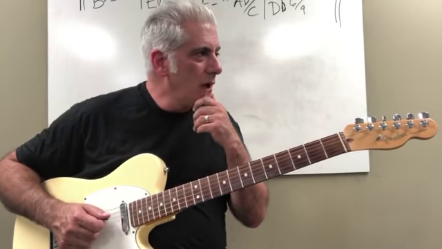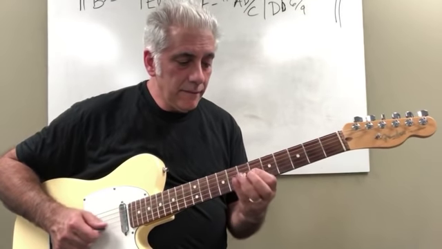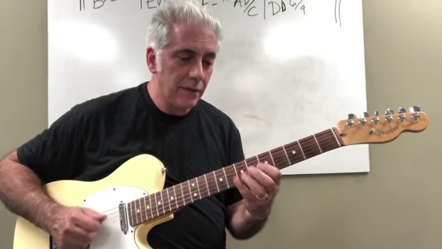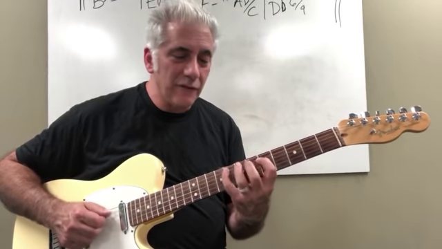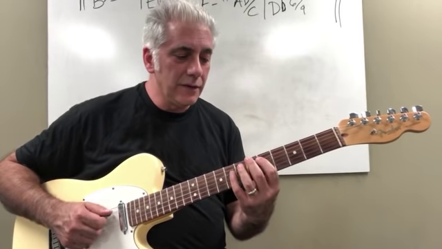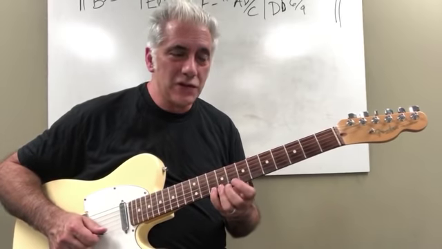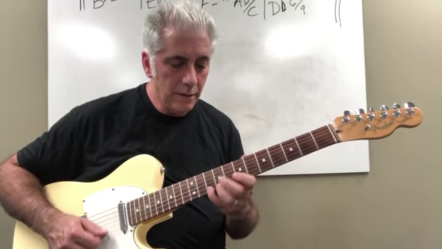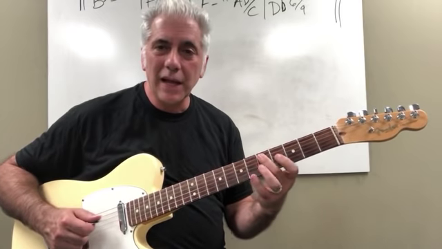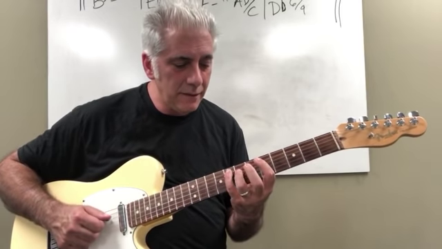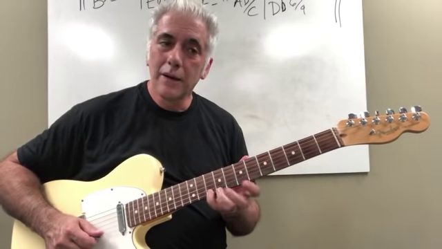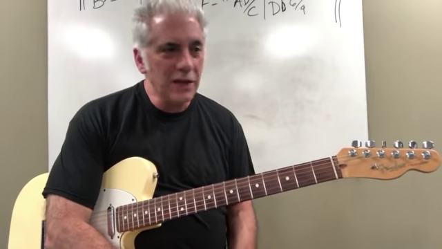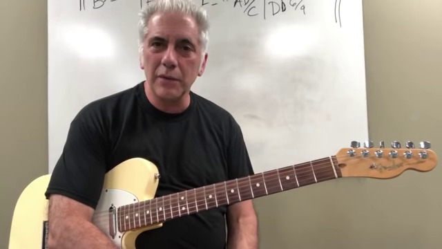Then you do major 7th, minor 7th, dominant 7th, minor 7th flat 5, diminished 7th, and then I went to major 7 sharp 5, minor 7, minor major 7, and just practice them. You get them under your fingers, and then you can start to be able to use them.